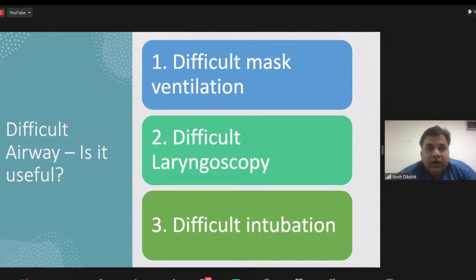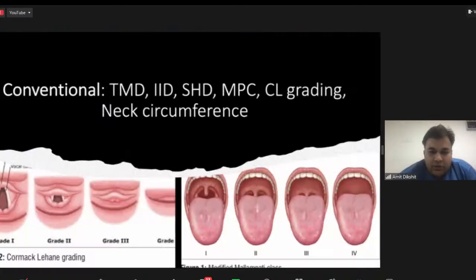Now people have even looked at the glottic to epiglottic angle and other things. So it is giving us a lot of information. So conventional method, none of the articles has said that we have to stop conventional method. It is not a replacement for our conventional assessment method. But yes, it is a very good adjunct.